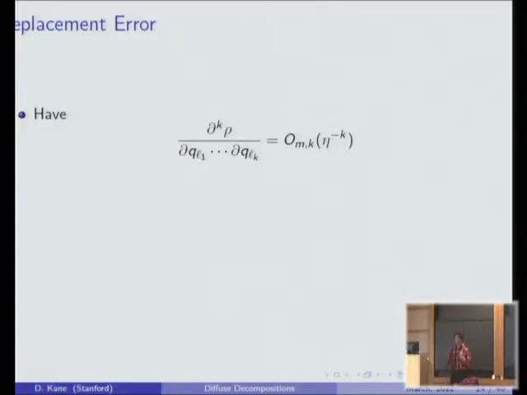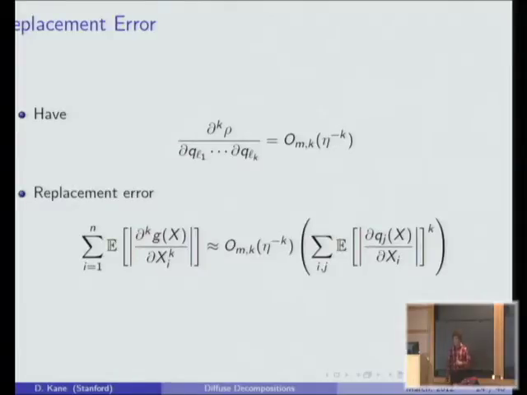The replacement error depends on the size of the kth derivatives of things. Because we defined rho to vary over this distance of order eta, we can construct rho such that any kth order partial derivative is on the order of eta to the minus k. Assuming that the first k moments agree, we care about the first k derivatives, or k plus 1 derivatives.